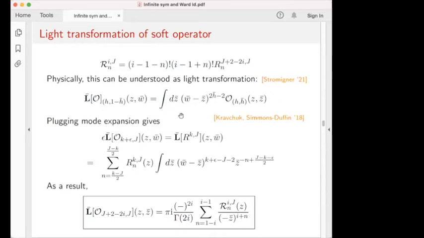So we can consider the light transformation of this soft current or soft operator. We can plug in the mode expansion, then we will find this formula, which is very simple. We see that here we have this calligraphic R, which is exactly what I defined here with an extra factor, up to this overall factor and this sign here. So essentially we see that this calligraphic chiral current is just the expansion of this light transformed soft operator. And this is a physical interpretation of this rewriting.